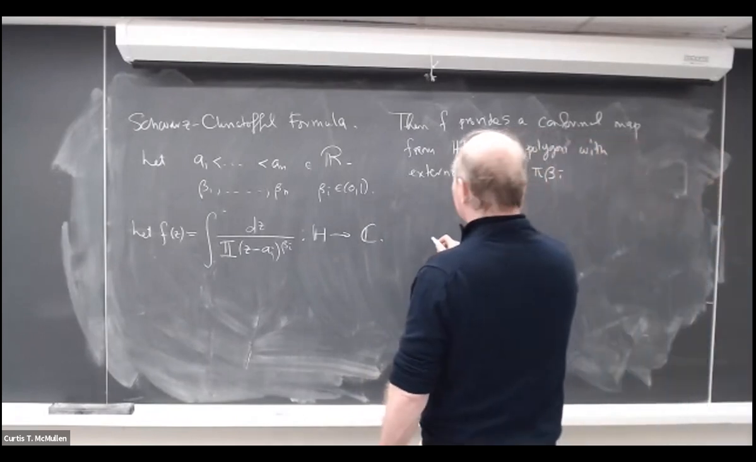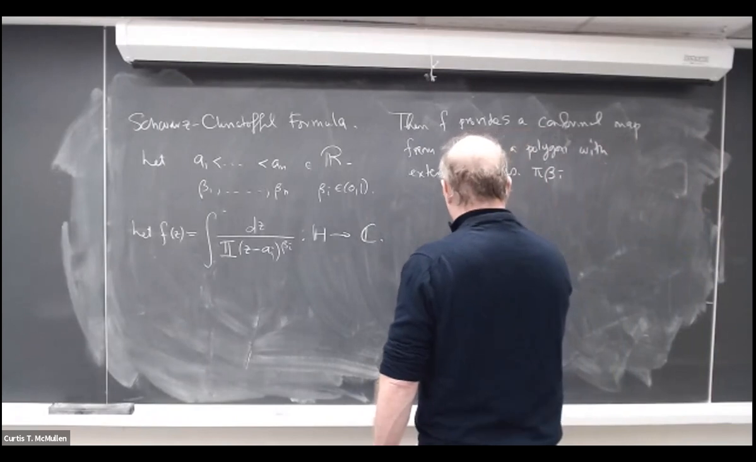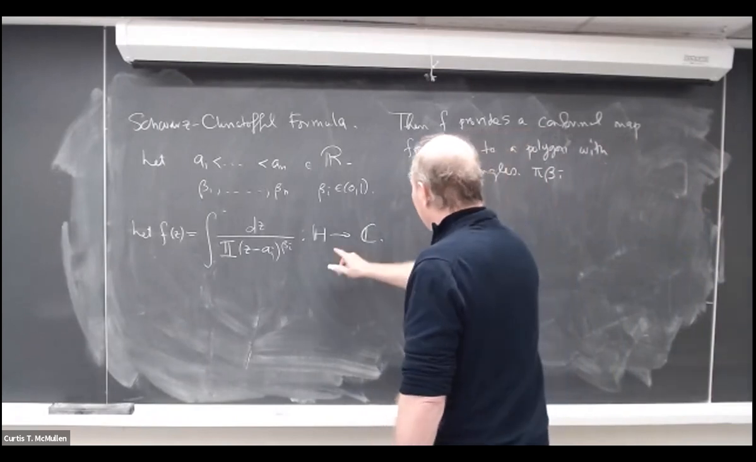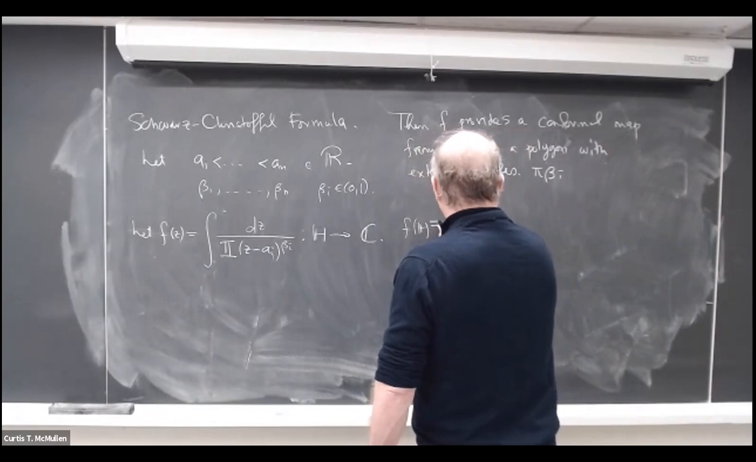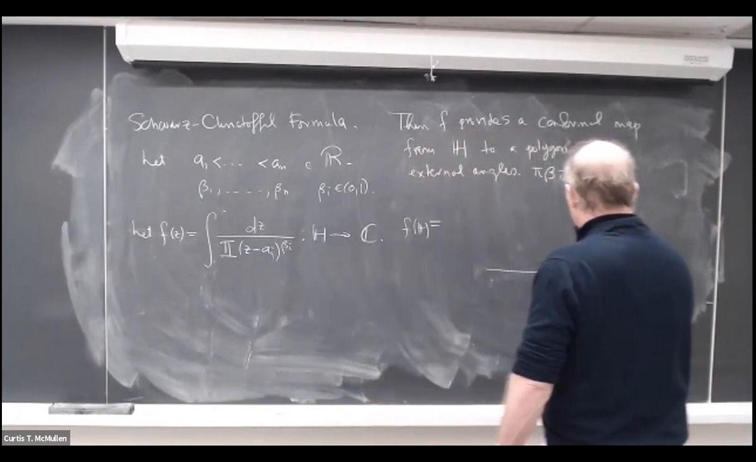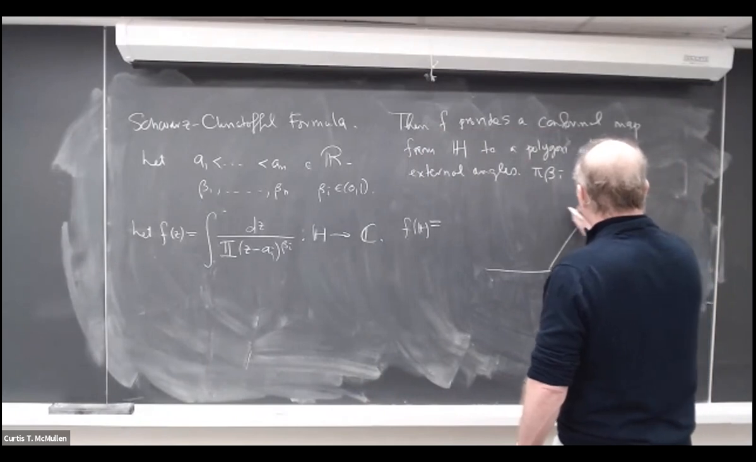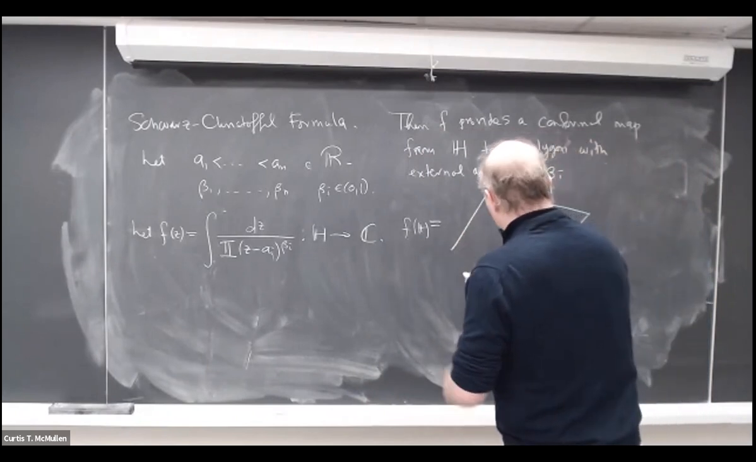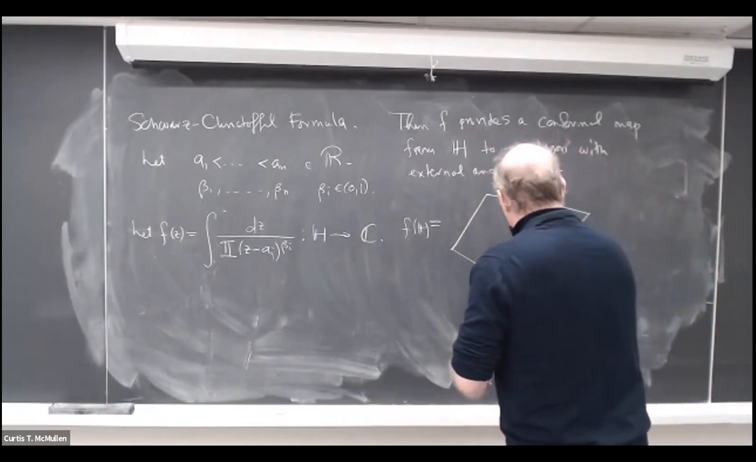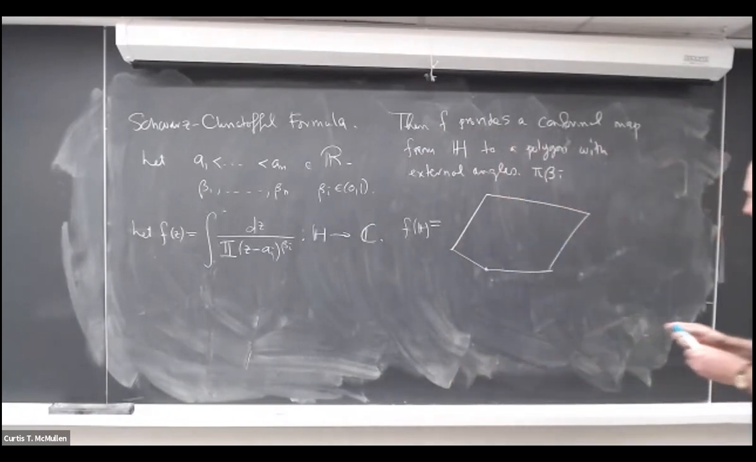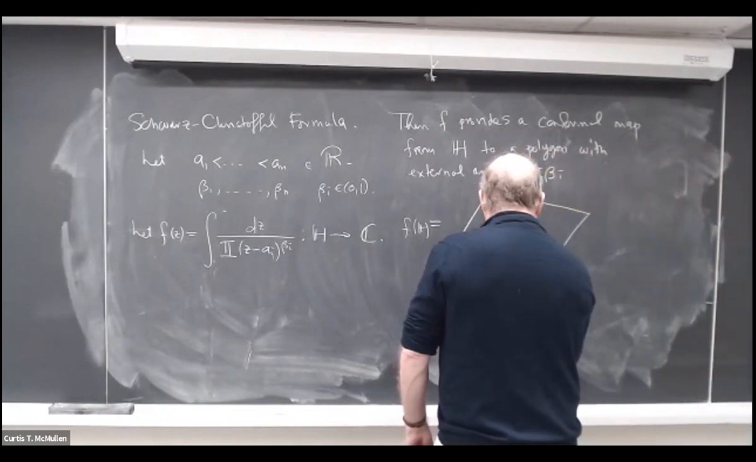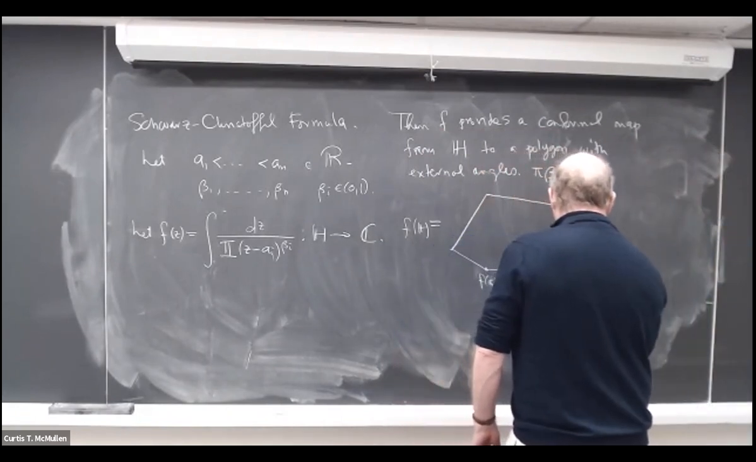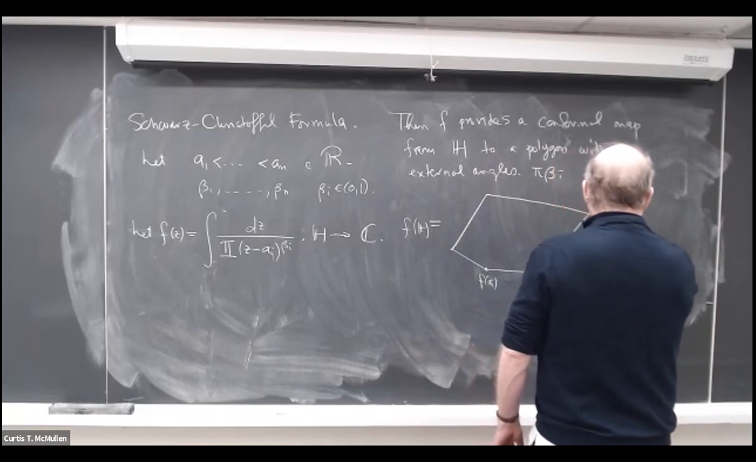So let's take a look at what the statement is going to be. The statement is that the image of the upper half plane is going to look like this. It's going to be some polygon, say a pentagon, when n is equal to 5, in the complex plane. And the vertices of the pentagon will be f of a_1, f of a_2, f of a_3, etc.